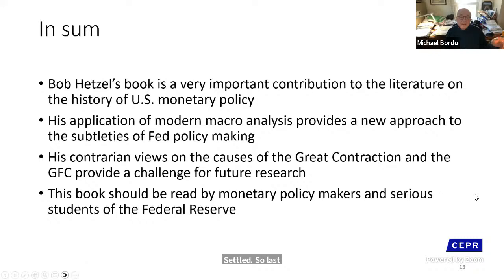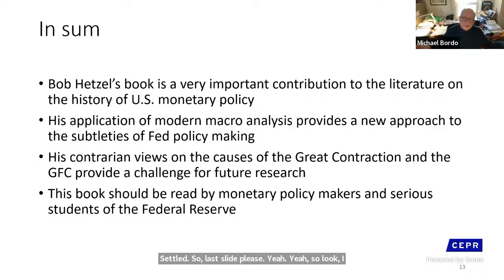Look, I'm getting into some of the issues that I don't agree with him on, but Bob's book is a really important book, contributes to the literature and the history of U.S. monetary policy. It's a tough read. Meltzer was a tough read. This one's a tough read. Meltzer was even tougher. His application of modern macro analysis gives a new approach to the subtleties of Fed policymaking. And I think that the contrarian views he has on the causes of the Great Contraction and the global financial crisis really are a challenge for future research. So I think this book should be read by Fed people, by other monetary policymakers, and people like us, serious economic historians that study the Federal Reserve. So congratulations for this book. Bob put a lot of time into it, and he deserves his congratulations.